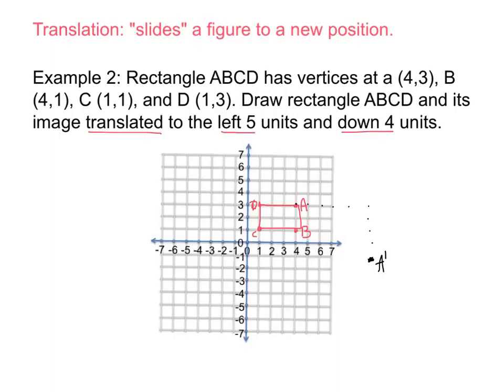B, you're going to go over 5: 1, 2, 3, 4, 5, and down 1, 2, 3, 4. This is now B prime. We need to move C and D. Over 5: 1, 2, 3, 4, 5, and down 4: 1, 2, 3, 4. This is now C prime. And D, over 5: 1, 2, 3, 4, 5, and down 4: 1, 2, 3, 4.